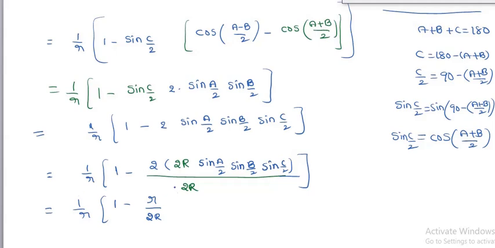Next, 4R sin A/2 sin B/2 sin C/2 value is small r by 2R. So finally the multiplication of 1 by r into 1 by r, r cancels, 1 by 2R. This is LHS equal to RHS. Okay, write down.